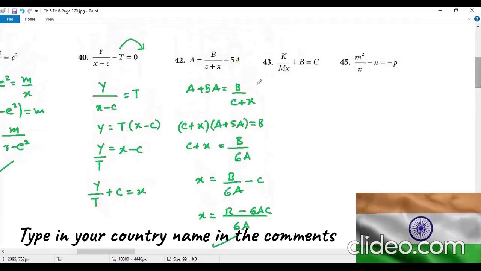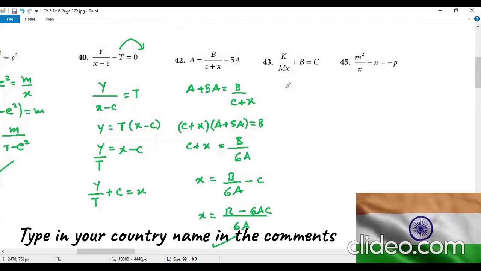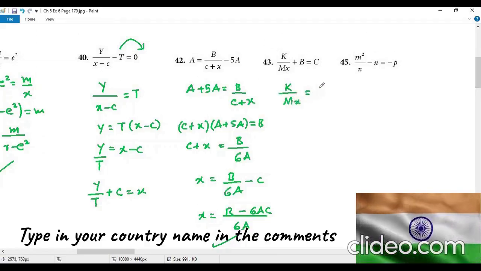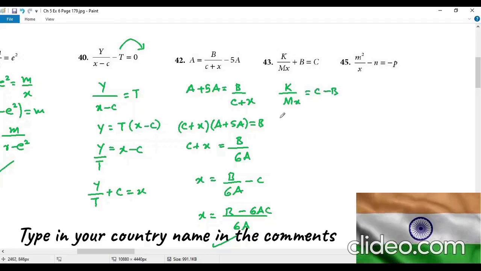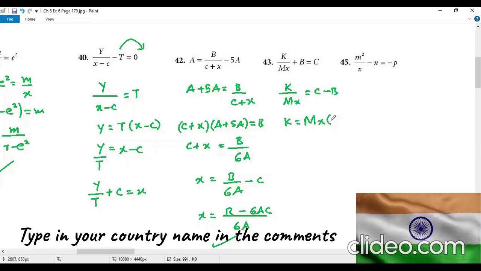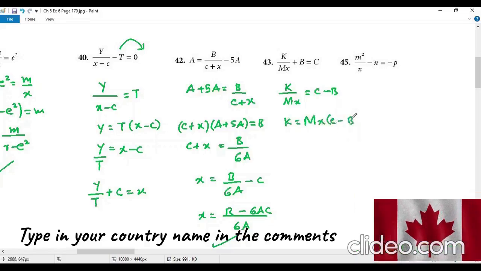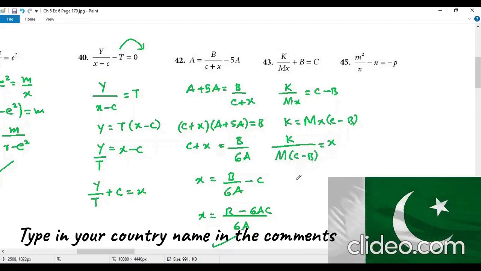When it comes to a question like this, almost the same as we have done earlier, mx equals c minus capital B. Now k will be equal to mx multiplied by c minus b. Now in here m and c minus b are multiplying, so I will bring this guy down here, c minus b equals x. This is going to be a final answer.